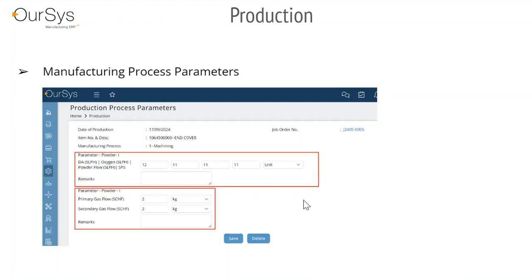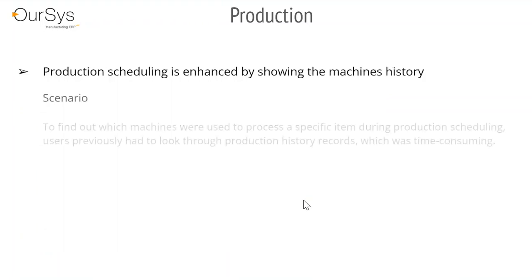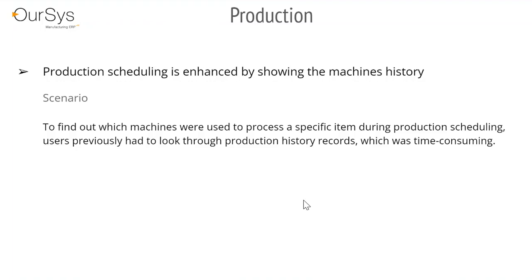Now, moving to the next link, the production schedule is enhanced by showing the machine record. To find out which machine was used to produce a specific line item, every time a user or planner had to go into the daily production report and search by item, and then the system would give them the output. Okay, so for the particular line item, the last machine used was shown, and then he or she had to go back to the production schedule and add the machine in their production plan. So it was a very time consuming task.